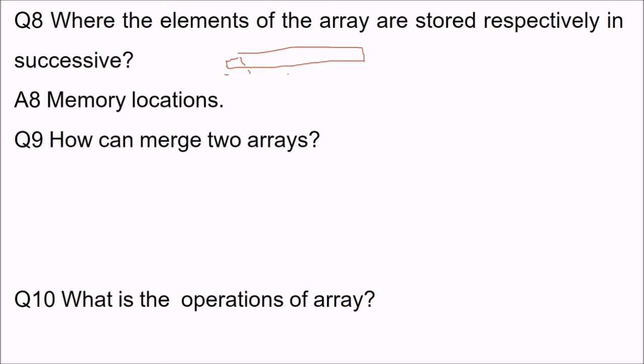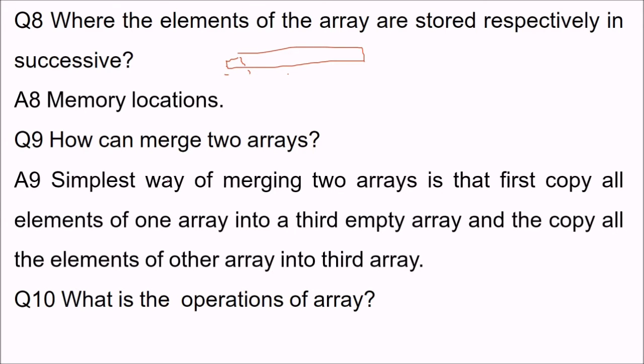How can you merge two arrays? The simplest way of merging two arrays is to first copy all elements of an array into a third empty array and then copy the elements of the other array into the third array. So what this answer means is you have this one array, you have this second array. Now you want to merge them.